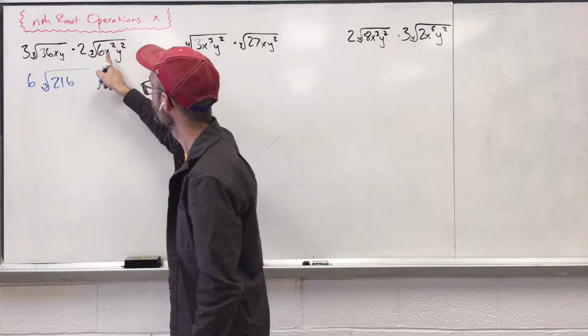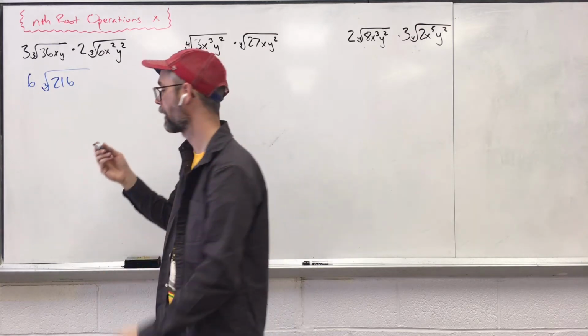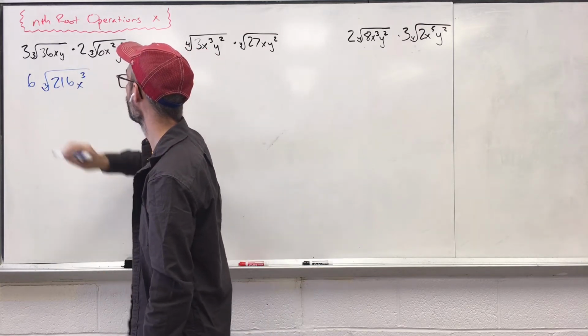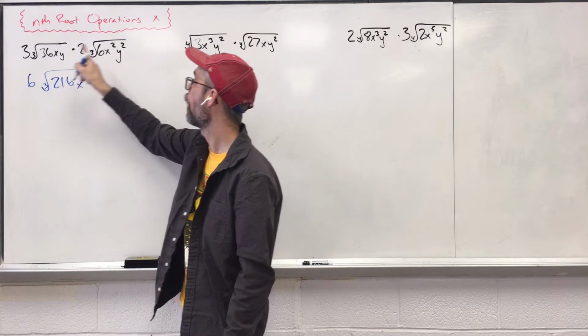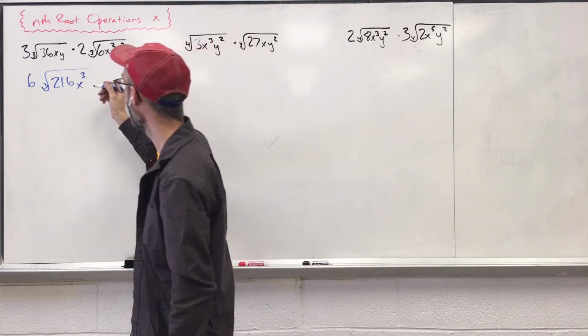Variables, x times x squared. Remember, when they're next to each other, we're going to add the exponents, giving us x to the third. Same thing with the y squared. We have 1 and 2, giving us 3 y's.